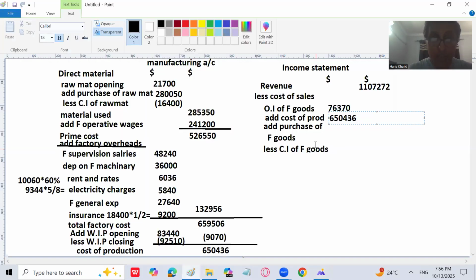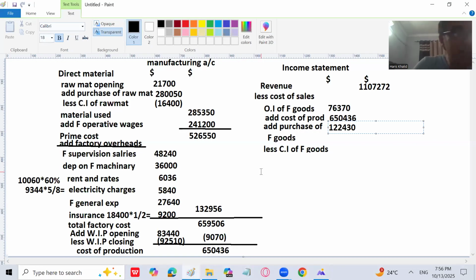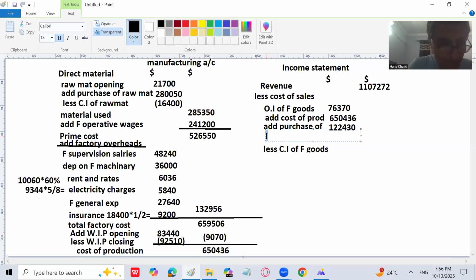I have missed one thing. I will write it in front of you. Purchase of finished goods 122,430. But there is carriage on finished goods also, 2,242. That needs to be added also. So I will write here, I have space, carriage on finished goods. And the amount is 2,242.